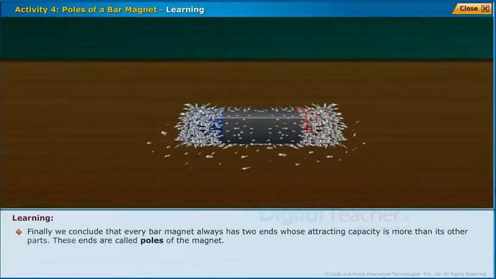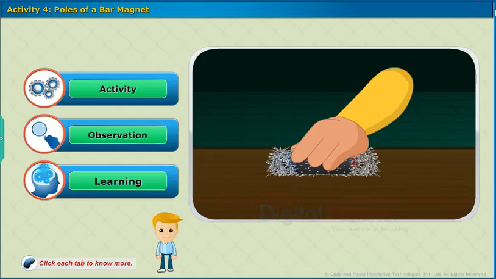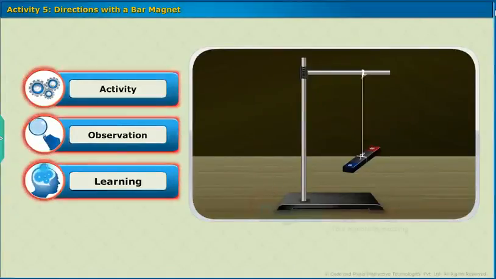Finally, we conclude that every bar magnet always has two ends whose attracting capacity is more than its other parts. These ends are called poles of the magnet. Let us do an activity to know the directions with a bar magnet.